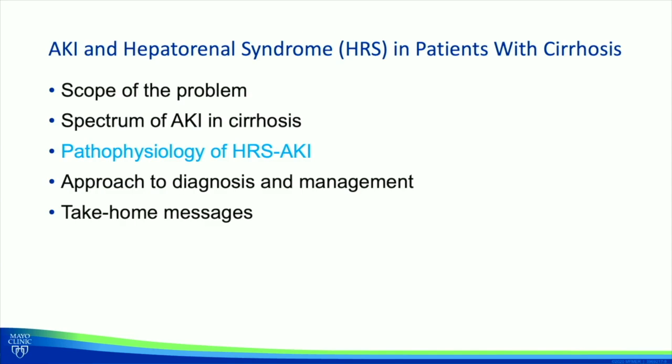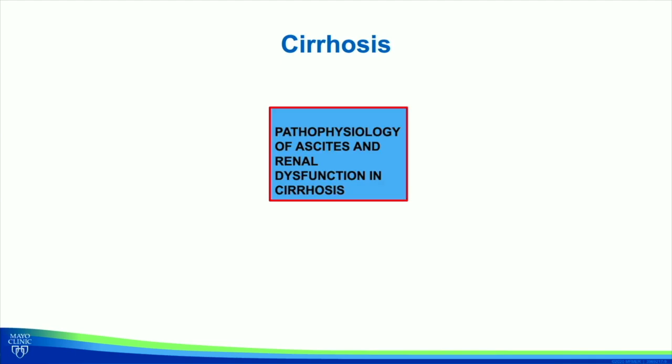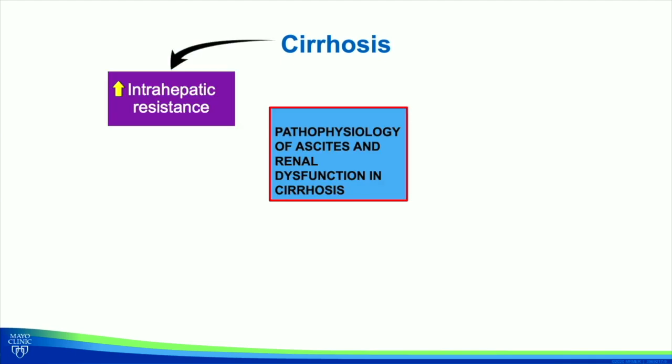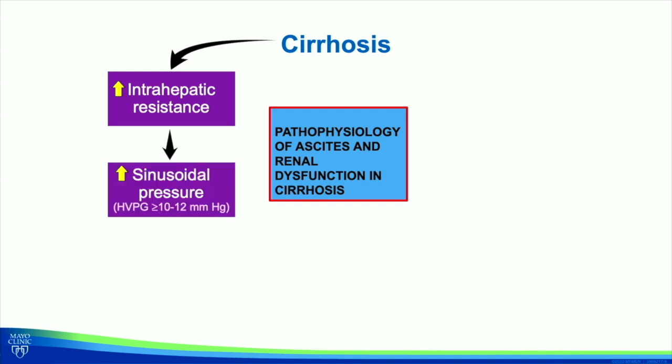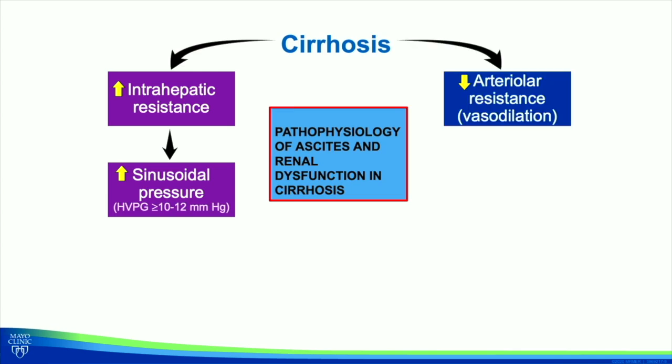Now, why do you get hepatorenal syndrome? So let's go over the pathophysiology here. In cirrhosis, there's an increase in intrahepatic resistance because there's fibrosis, and there are also vascular factors. That increase in fibrosis gives rise to an increase in sinusoidal pressure, so that is portal hypertension. For reasons we won't get into, there's also vasodilatation because of decreased arterial resistance systemically.